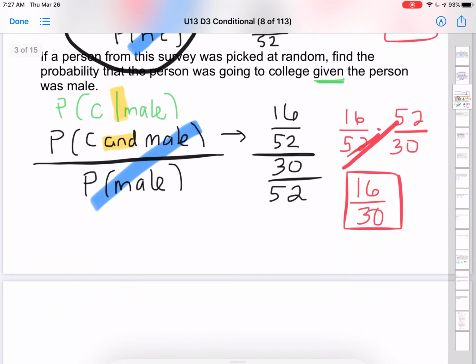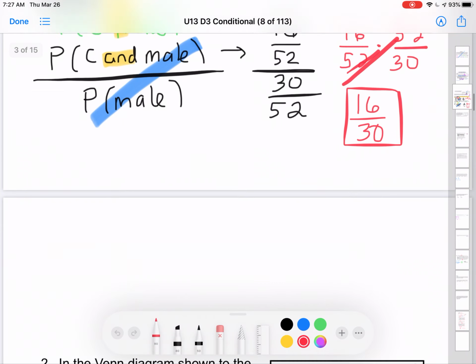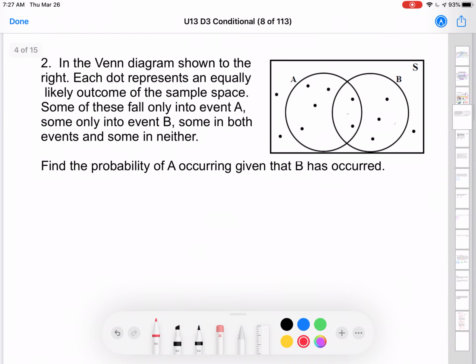All right, so we're just going to do a few. So let's try another one. We'll do one with a Venn diagram now. In the Venn diagram, shown to the right, each dot, that's my cat sneezing, each dot represents an equally likely outcome of the sample space. Some of these fall into event A, some fall into event B, some in both events, and some in neither. Okay, find the probability of A occurring given, there it is, that B has occurred.